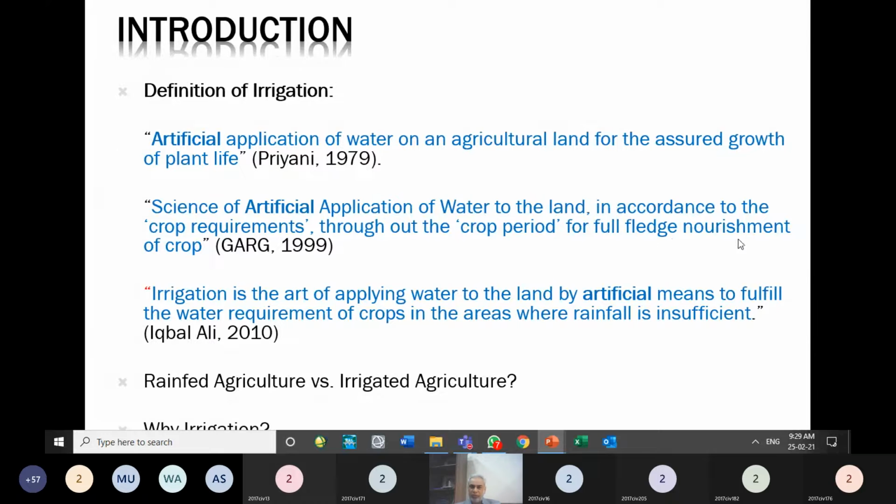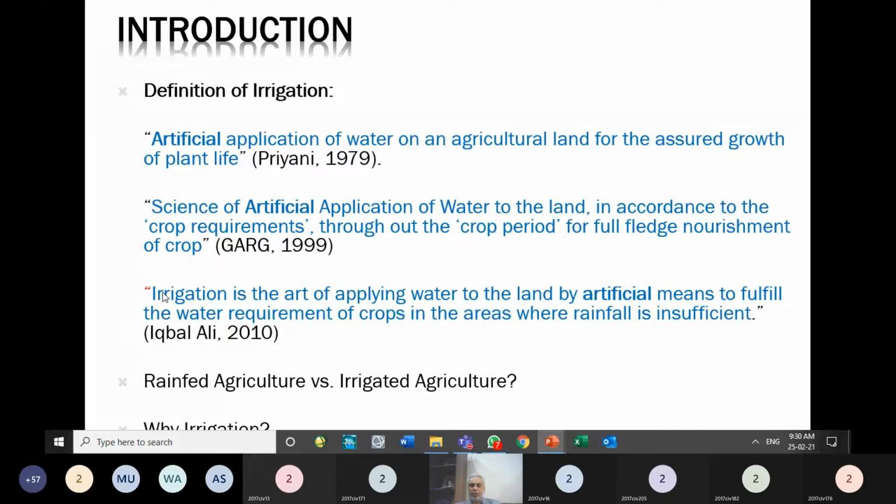Assured growth, full-fledged nourishment, more or less similar thing. So Iqbal Ali says, both of the above Indian authors, they did not say science or art. Garg says that this is a science of artificial application. Iqbal Ali says it is the art of applying water. I think this use of the word art over here is not a good use.